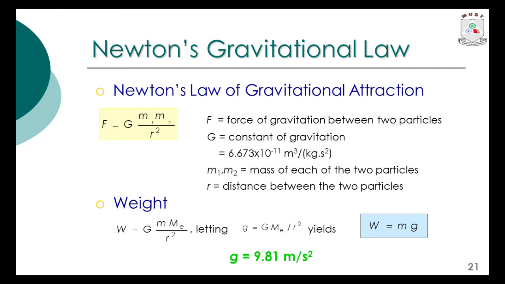You can cross-check on the internet to see the different values for different locations and different altitudes beyond sea level. So if we take g to be GM_E over R squared, then the weight of any object on or near the surface of the Earth becomes the product of its own mass, which does not change anywhere in the universe, times the gravitational acceleration, which is assumed to be constant near the surface of the Earth.